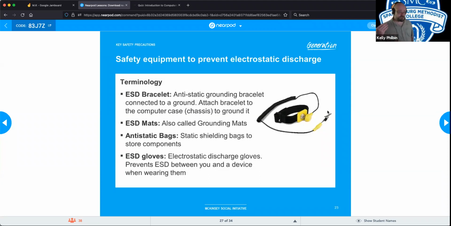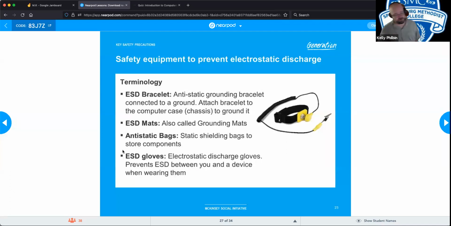When you're transporting components from one place to another or storing components, you would store them in anti-static bags. If you've ever bought a computer component, you open it up, and it's that kind of funny looking Ziploc bag with a grayish, purplish color. That is an anti-static bag. It does not allow the charge to transfer.